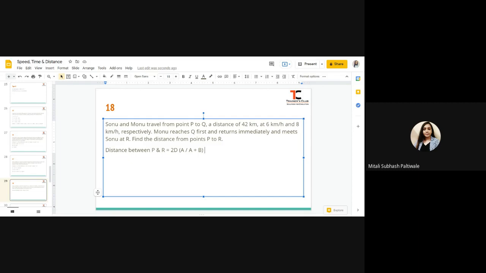So this is the straight formula wherein if you need to find the distance from point P to R, then it is 2 times the distance, because one is returning immediately. Here the distance is 42, a is 6 km per hour and b is 8 km per hour. Monu is the one who reaches first and immediately returns. So that is why.